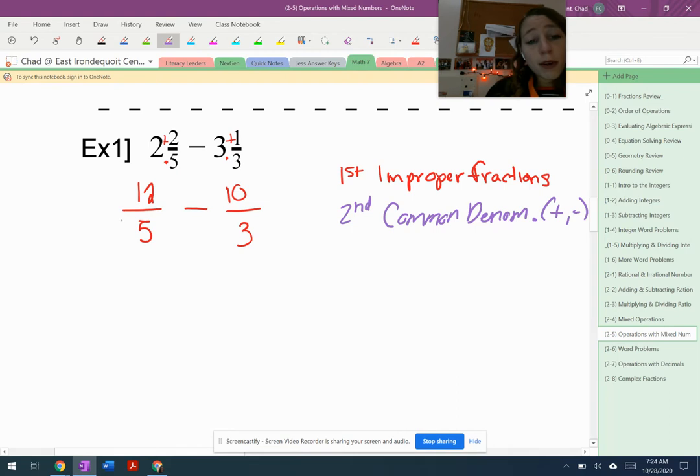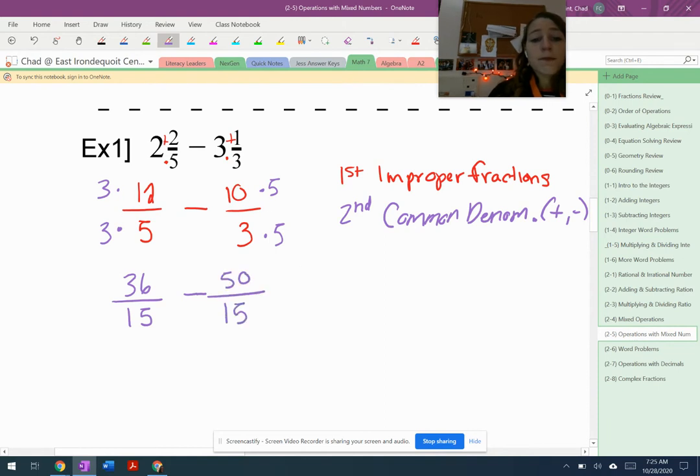All right, so I'm going to multiply this first fraction, my 12 fifths, by 3 to get my common denominator of 15. And remember, whatever you multiply the bottom of your fraction by, you have to do to the top as well. You have to keep that equal. And so 3 times 12 is 36, and 3 times 5 is 15, minus, and now over here, I'm multiplying this fraction by 5 to get that 15 in the denominator. 10 times 5 is 50.